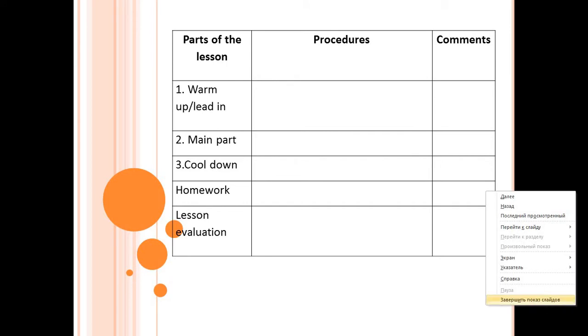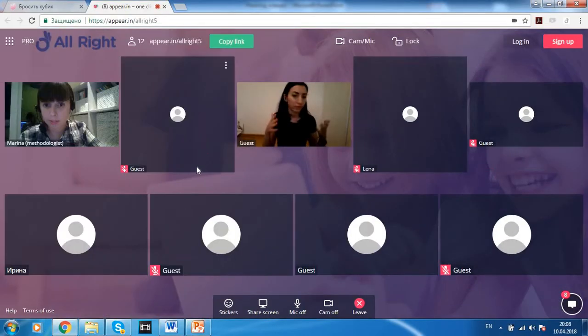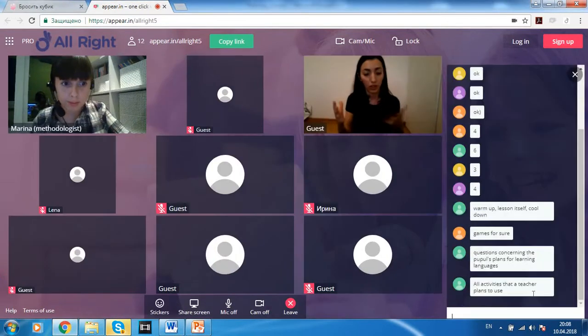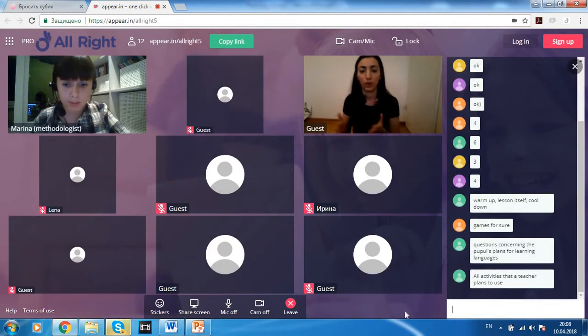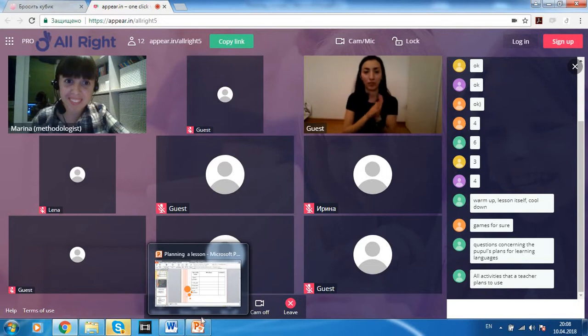So I think that this template is pretty useful because you can use it every time, and that means that you have all the information in one place. That means that it gives you a sense of structure, and you actually know what you're going to be doing during your class. So, yes, this is the first part.